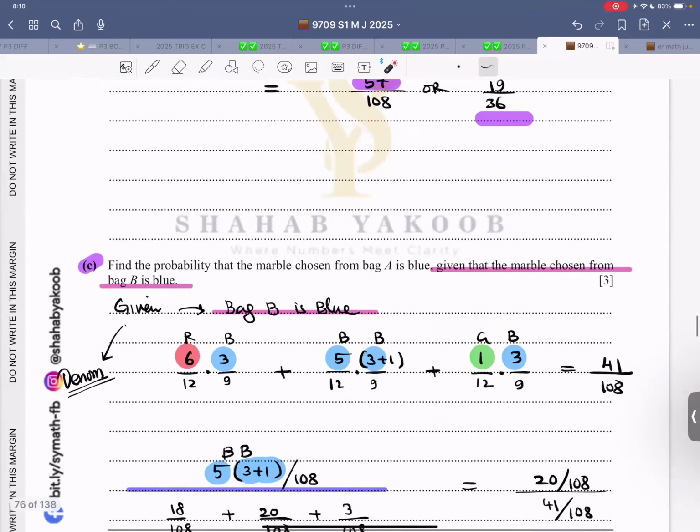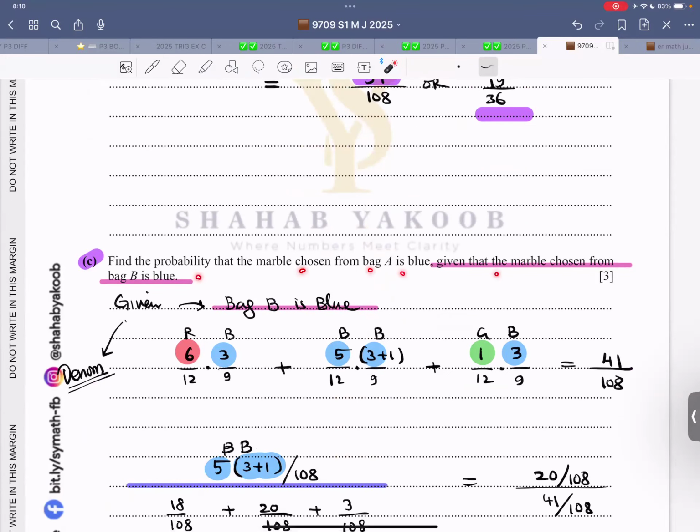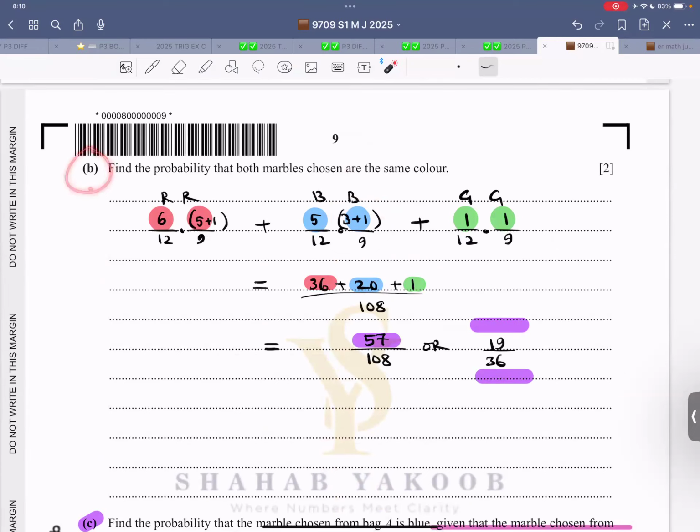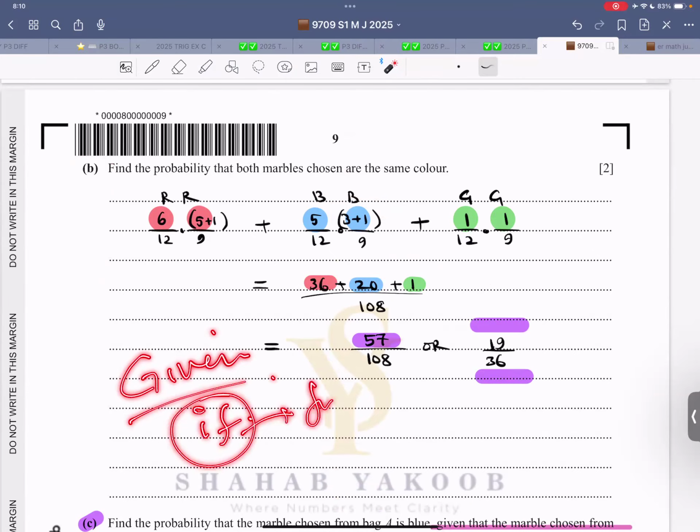Find the probability marble chosen from bag A is blue, given that the marble chosen from bag B is blue. Sometimes they use the previous part for conditional probability. How do we know it's conditional probability? Because the word given is there. The word if can also be used if it's talking about future tense. Given is about the past.